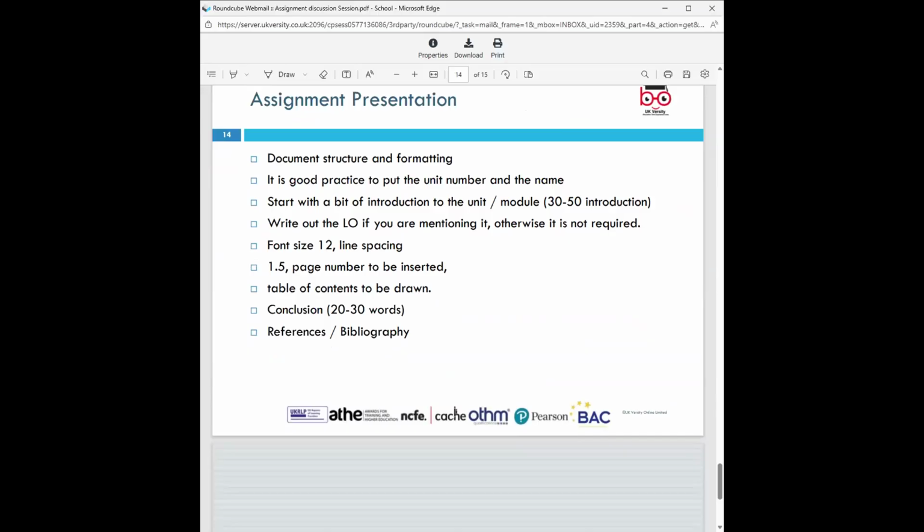Don't use bullet points, okay? Make sure it's a professional piece of work. It's an academic piece of work. No bullet points. Use UK English. Don't use American style English. People sometimes use that. Check your grammar. Put a reference list and a bibliography at the end.